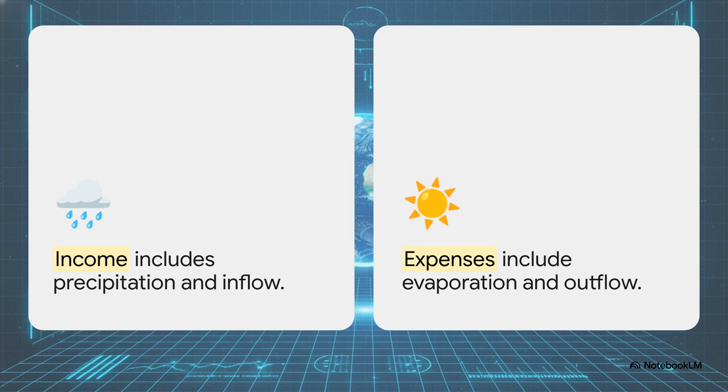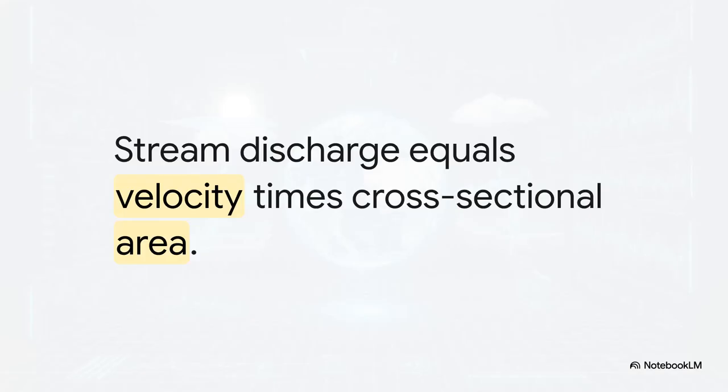A super fascinating exception here is endorheic basins, like the Great Basin that covers much of Nevada and Utah. They are closed loops. There is zero outflow to the ocean. So in those basins, evaporation is the massive primary expense, and it just leaves behind these completely dry playas and salt flats. So how exactly does the water move through these basins?